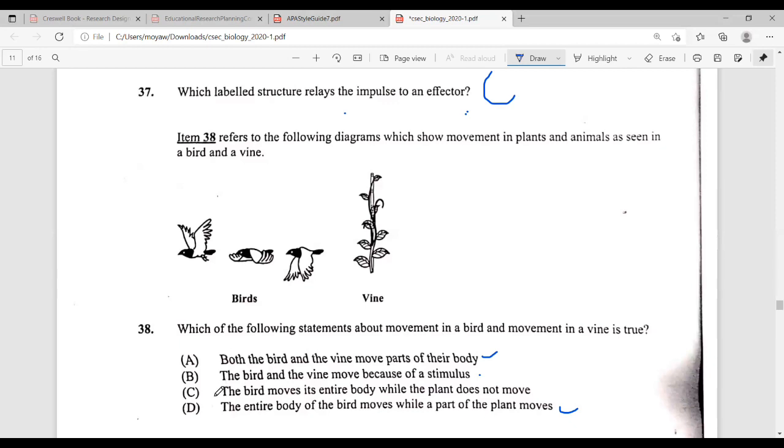So to me, the best option here would have been D, even though both of them can display part movement. If you look at the diagram, you're seeing different variations in which the birds are moving. So that would indicate that the entire body of the bird is moving. And once the bird is flying, you know that they're moving from one place to another, locomoting. So D would have been the best option.